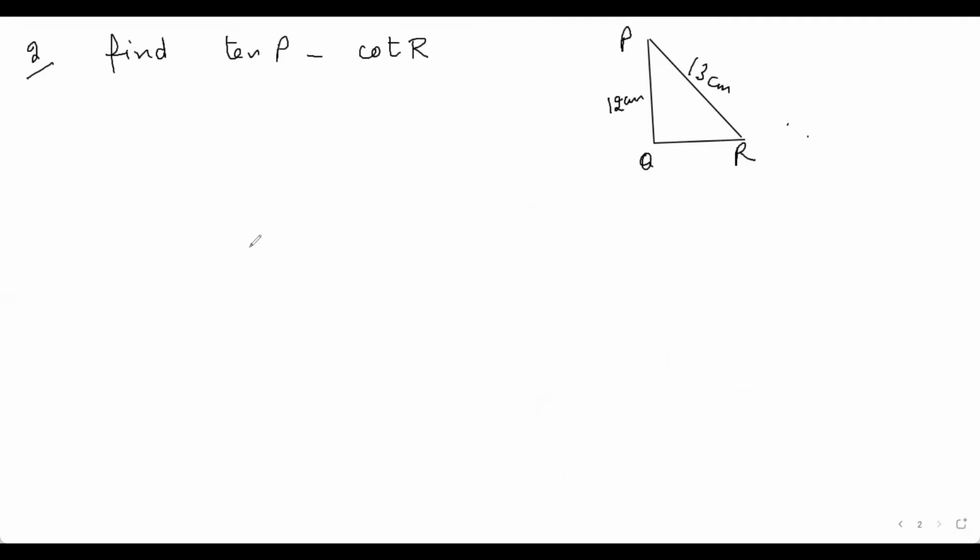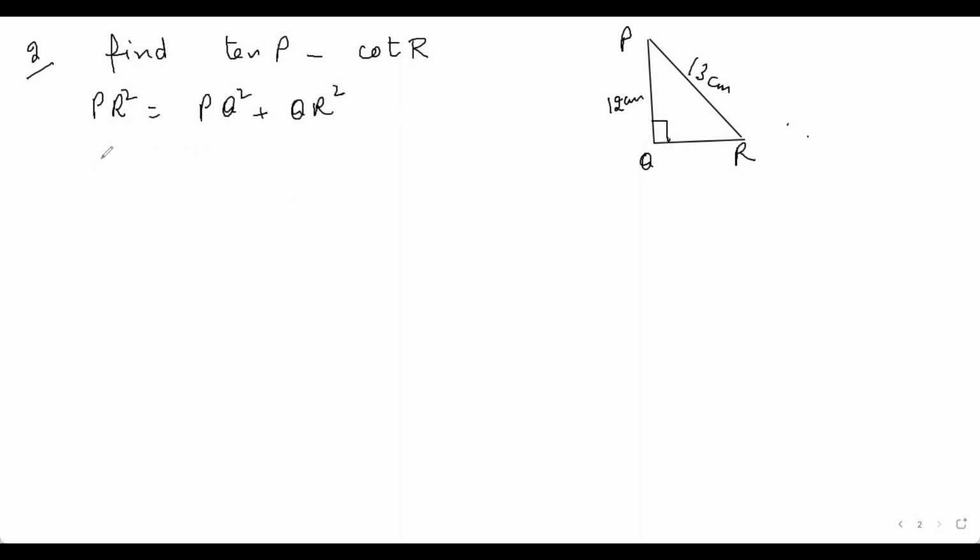Now the second question is, a figure is given to you. PQR, right angle at Q, and PQ is given 12 centimeter. PR is given 13 centimeter. You are to find tan P minus cot R. So by Pythagoras, PR square is equal to PQ square plus QR square.